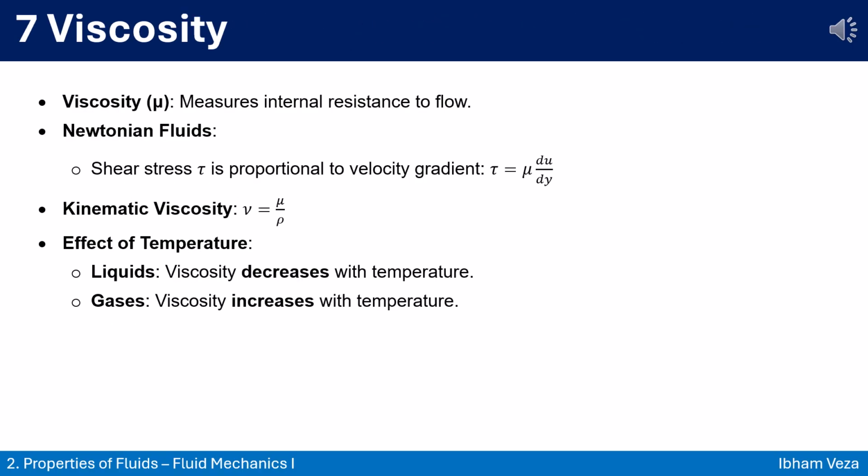7. Explain viscosity in a way that sticks. Viscosity is just a fancy word for thickness or resistance to flow. Honey has high viscosity. Water has low viscosity. Easy. Newtonian fluids are simple too. Their resistance is proportional to how fast you move them. Think of kinematic viscosity like a normalized version. It adjusts viscosity for fluid density.